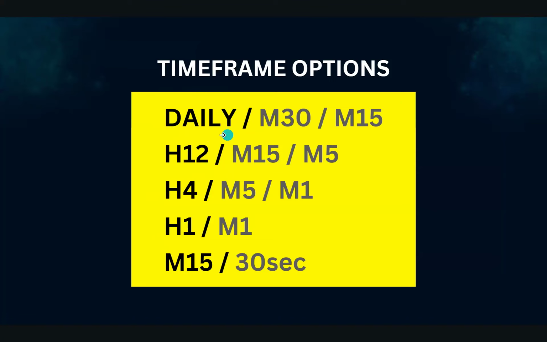So you can see if we've got the daily as our bias, we can look for entries on the 30-minute or the 15 minutes. If we've got the 12-hour as our bias, we can enter on the 15 or the 5. If we've got the 4-hour as our higher time frame bias, we can enter on the 5-minute or the 1-minute. If we've got the 1 hour as our bias, we can enter on the 1 minute. And I've even been testing it on the 15-minute as my bias, and entering on the 30-second.